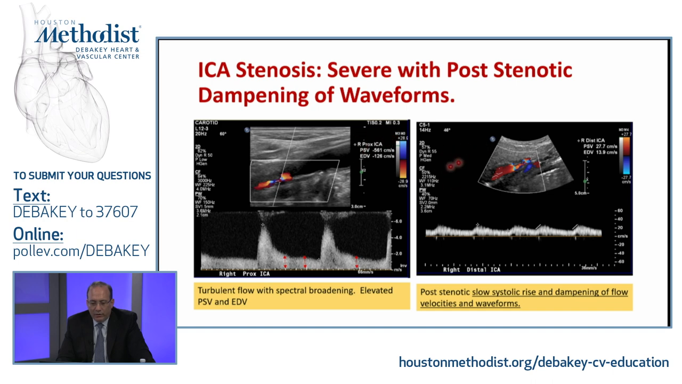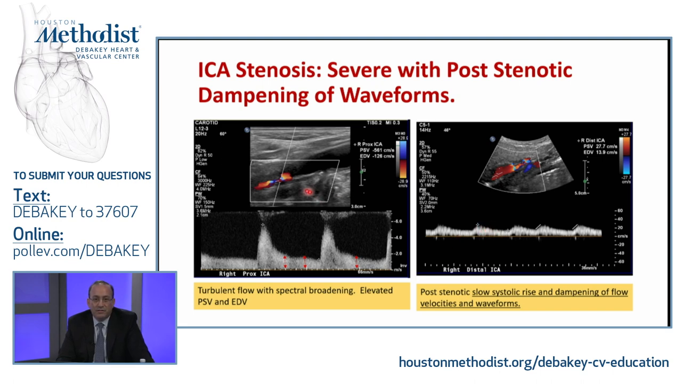What happens, we talked about the post-stenotic dampening, okay? So what do we see here? We see a lot of turbulent flow, spectral broadening, and a very elevated end-diastolic component at 126, peak systolic velocity at 561 here. What happens distal to this area of stenosis? Look at the flow. This is a slow systolic rise, dampened flow, very low peak systolic velocity.